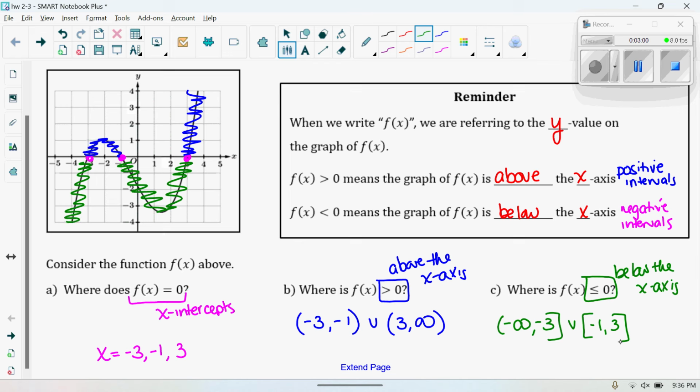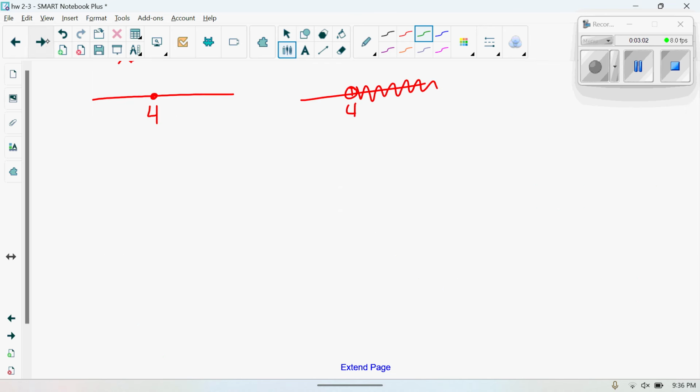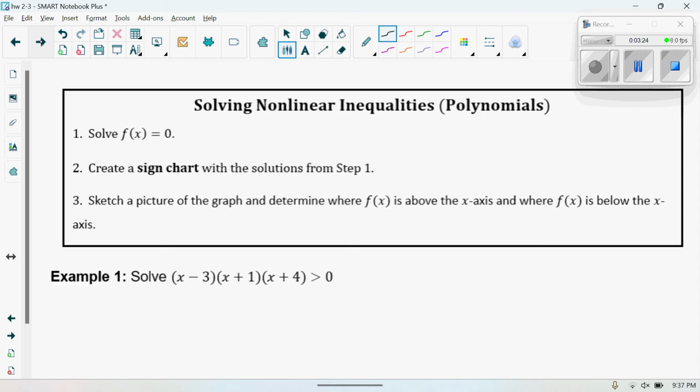So just a recap of notation. Remember that either of these get closed circles and brackets. Either of these get an open circle and a parentheses, and also infinity always falls in that category as well. So let's take a look at an example. We're going to be solving nonlinear inequalities for polynomials.